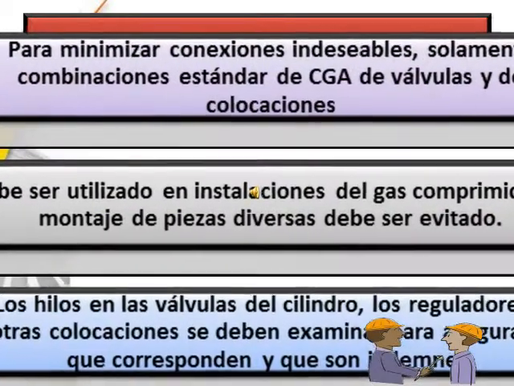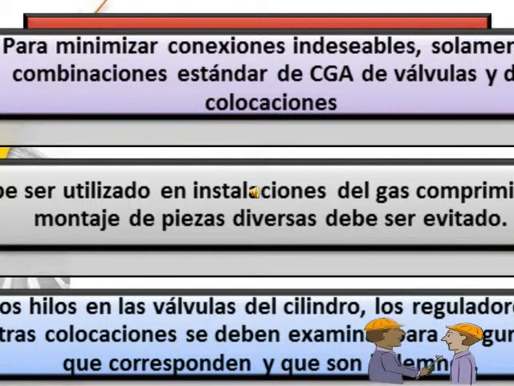To minimize undesirable connections, only a CGA standard combination of valves and fittings should be used in compressed gas installations. The assembly of miscellaneous parts should be avoided. The threads on the cylinder valves, regulators, and other fittings should be examined to ensure that they correspond and are undamaged.